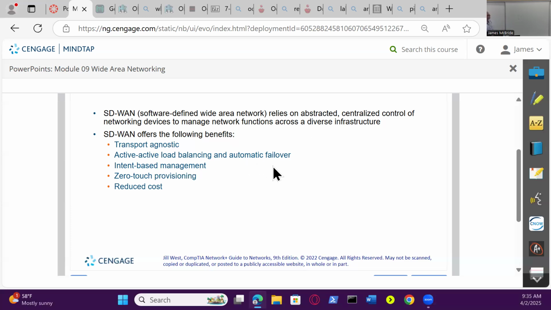Intent-based management, meaning what's your intent of this server? You don't have to do all the other stuff. That's the thing that, I don't know, we don't really talk about that.